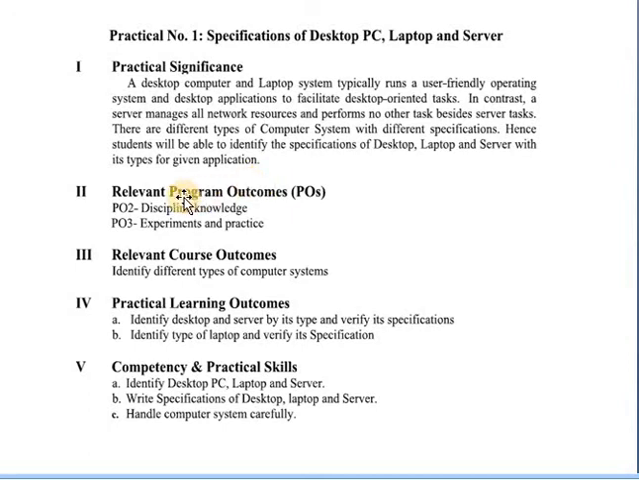Okay, then the relevant program outcomes of this practical are PO2 and PO3, that is discipline knowledge and experiments and practice. These are the POs. Then the relevant course outcome, that is identify different types of computer system. This is the CO which is addressed for this practical number first. Then the practical learning outcome, that is identify the desktop and servers by its type.